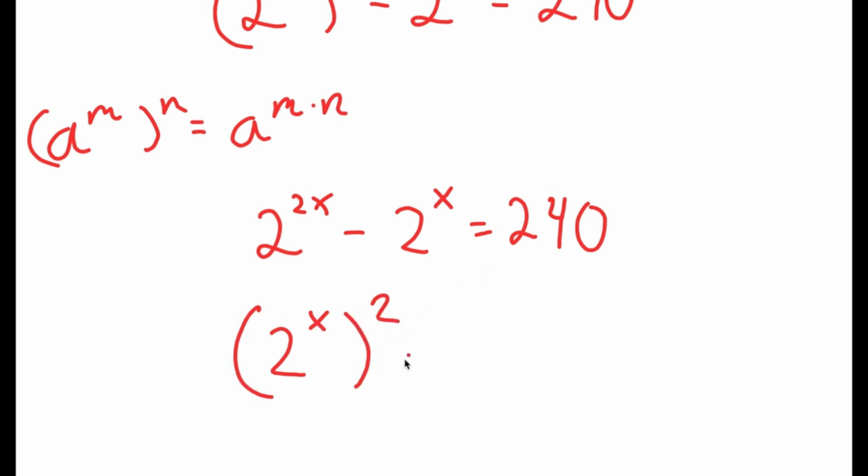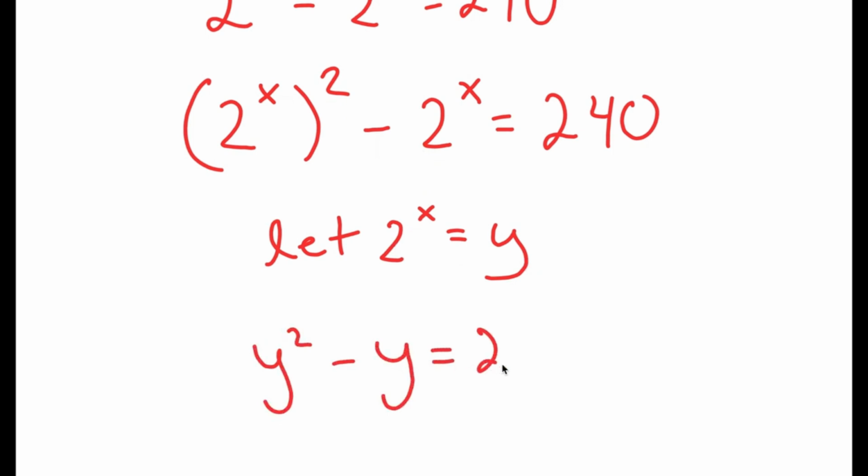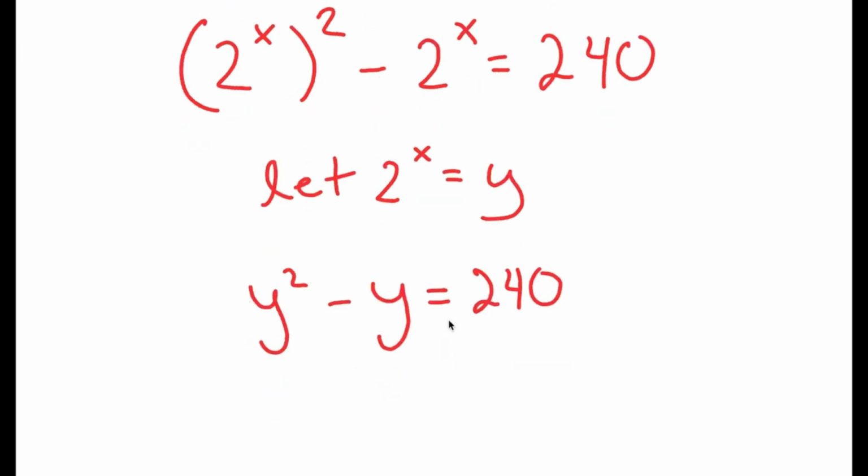So I get 2 to the power of x to the power of 2 minus 2 to the power of x is equal to 240. Now from here, I'm going to let 2 to the power of x equal to the variable y. So if I substitute in y for 2 to the power of x, I get y squared minus y is equal to 240.